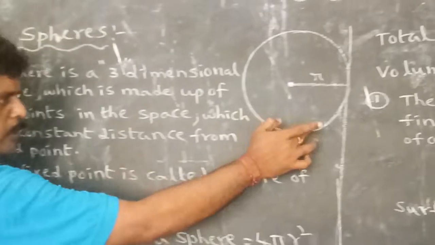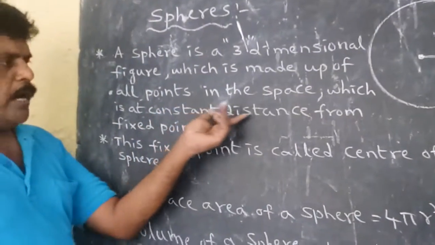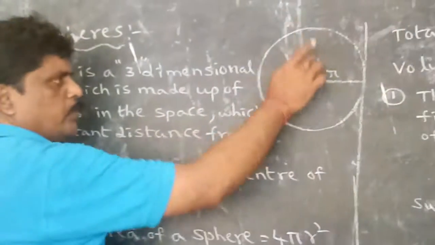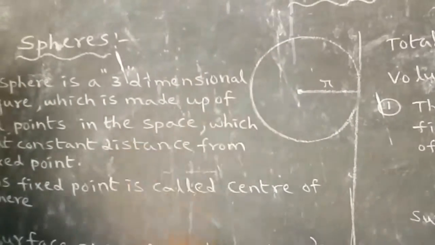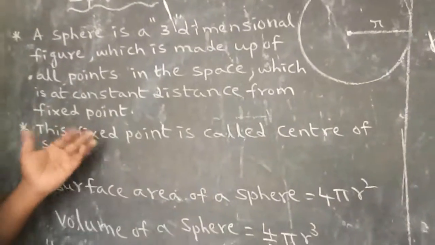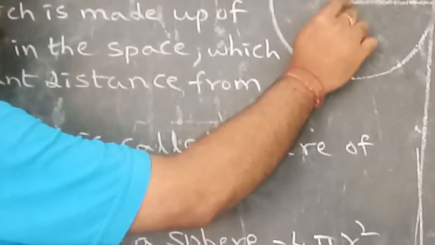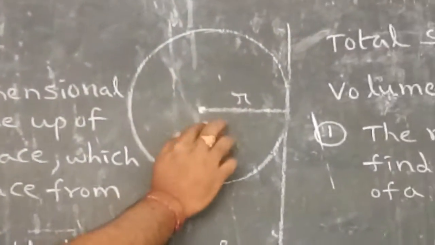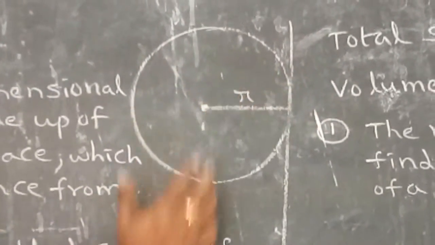If we join all the points in space which are at a constant distance from a fixed point, we get a sphere. From the fixed point, every point has the same distance. This fixed point is called the center of the sphere. So the distance between the center and the surface of the sphere is called the radius.